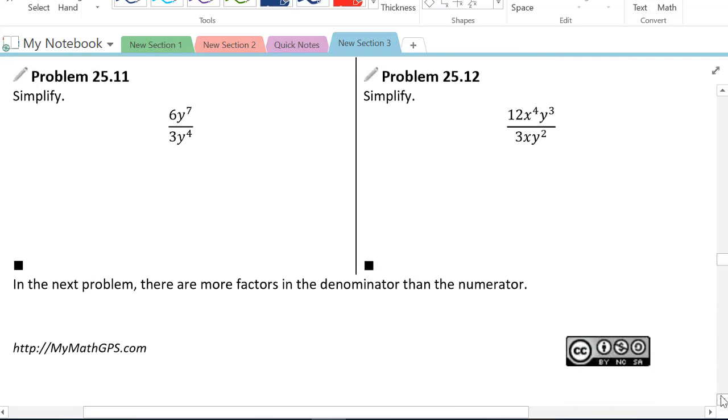So let's look at some problems. So if we have a coefficient in the front, right, you just divide the coefficients. 6 divided by 3 is 2, and then you subtract the powers. y to the 7 minus 4, y to the third. Okay, next one, we do 12 divided by 3, which is 4, and then we subtract the powers of the x's. That's going to be x to the 4 minus 1, which is 3, and then we do y to the 3 minus 2, which is y to the 1. But remember, there's always an imaginary 1 here, so we don't have to write the 1, but remember there's a 1 here. Okay, that's it.